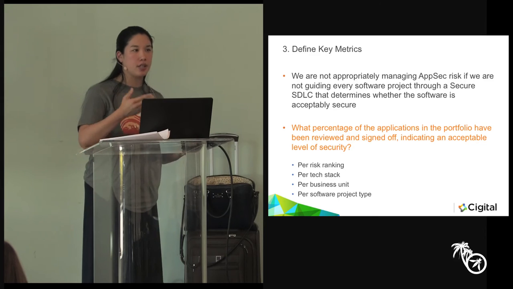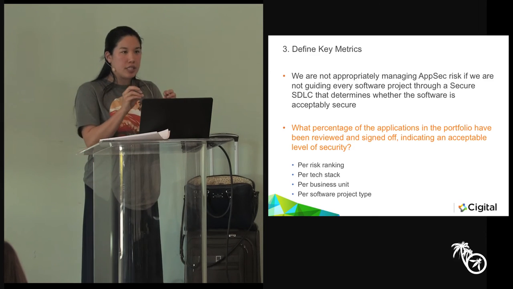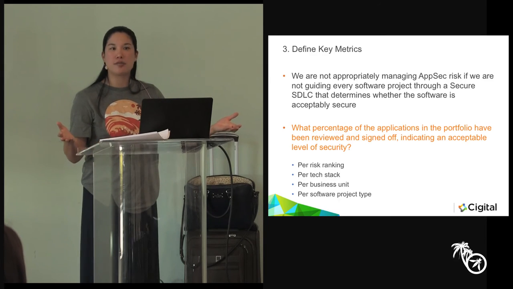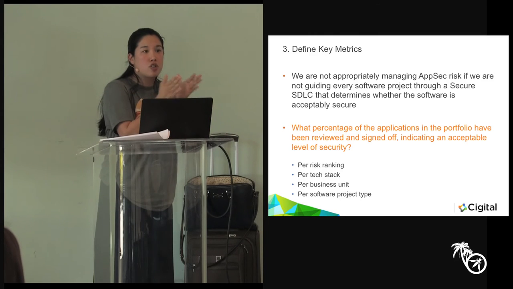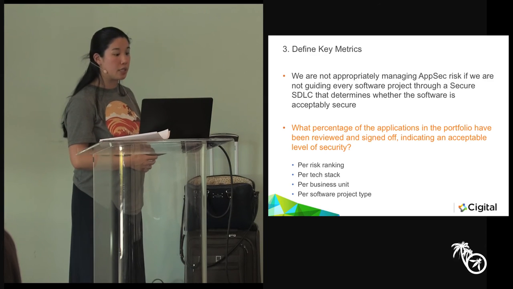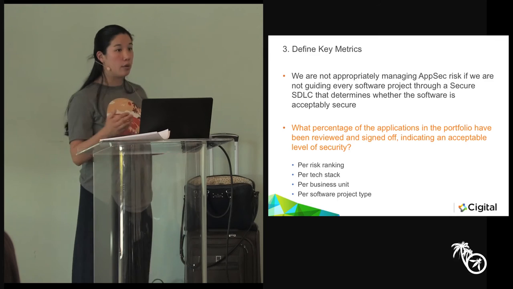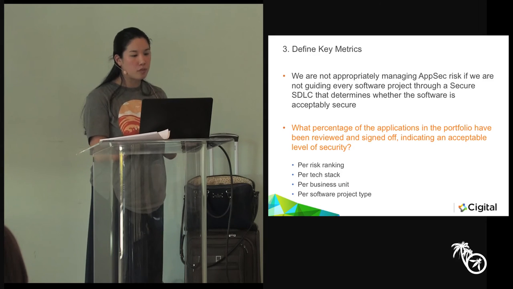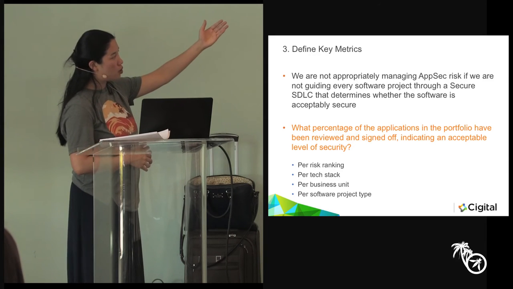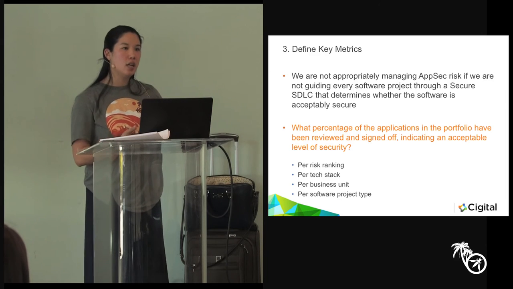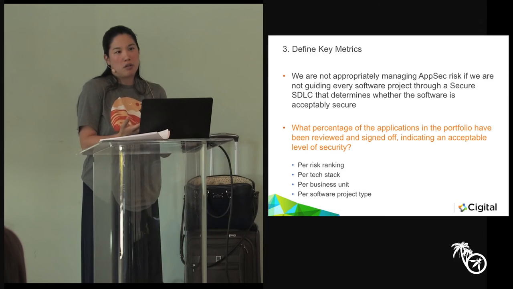There are also ways to slice and dice that data so that you can really zero in on problem areas. Maybe you could look at it according to different risk rankings of applications, or maybe just one risk ranking. What about just our critical risk applications? Or for various technology stacks across different business units, or for different software project types: internally developed, COTS, free and open source software. So the idea is that you've got your risk management objective, you've got a question about that objective, and if you're able to gather the data to answer that question and slice and dice it, then maybe you've got something that can tell you what to do next.